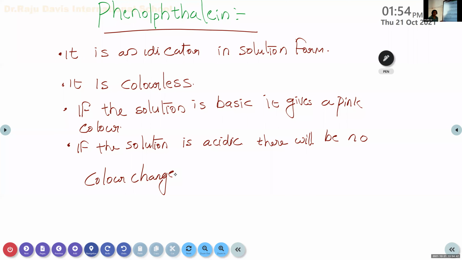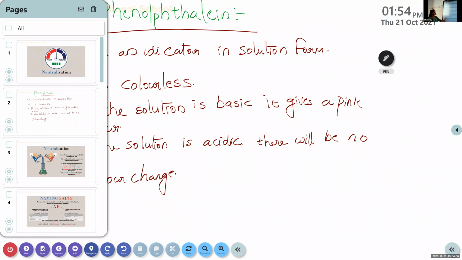So today we are going to discuss the last topic of this chapter, neutralization. Is it over? Yes, ma'am. No, ma'am. Okay, no problem. Take your own time.